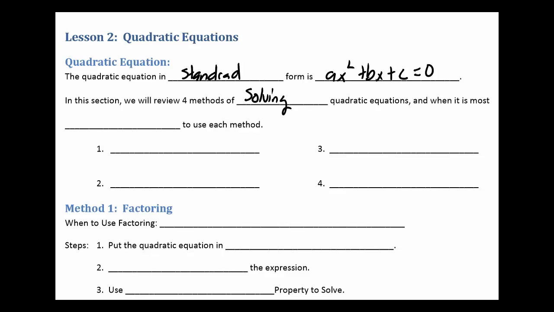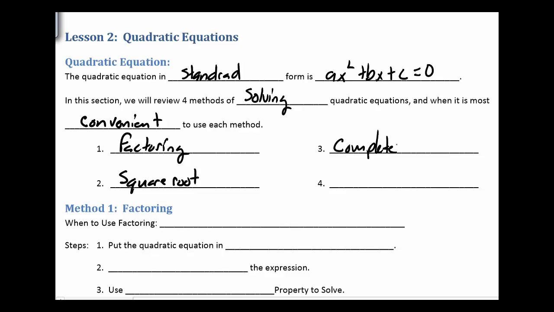And then we'll look at when it's most convenient to use each method. All right, so what are the four methods? We're going to look at factoring. We're going to look at the square root method. We're going to look at a process called completing the square. And then we're going to look at the quadratic formula.